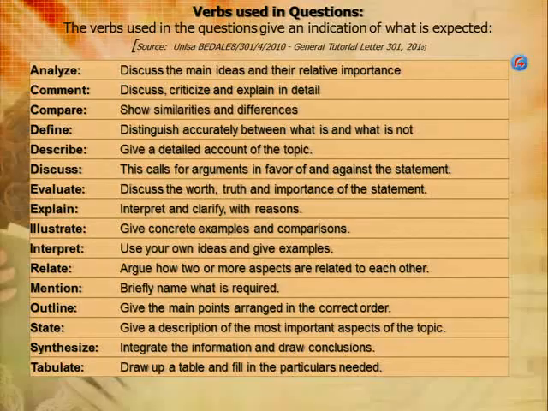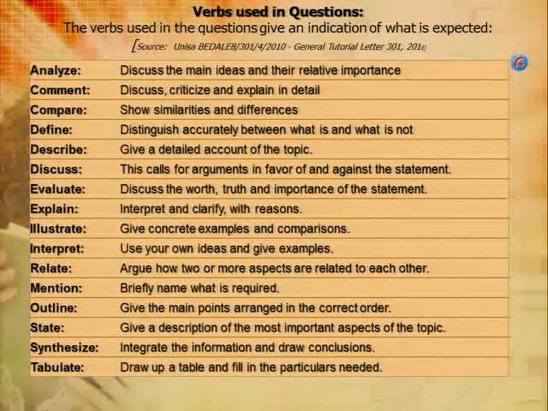Interpret, that means you take the information that they give to you, you take the knowledge you have, and then you interpret it, you give your own ideas, and use your own examples. Mention is very briefly, you're not going to have a long discussion or explanation or description on it. Outline means that is also brief, but you're not going to give the detail, you're just going to give the main ideas in the correct order.